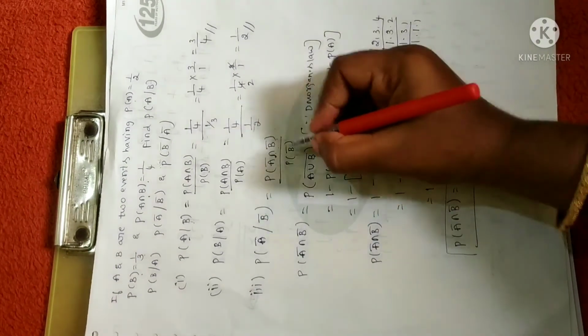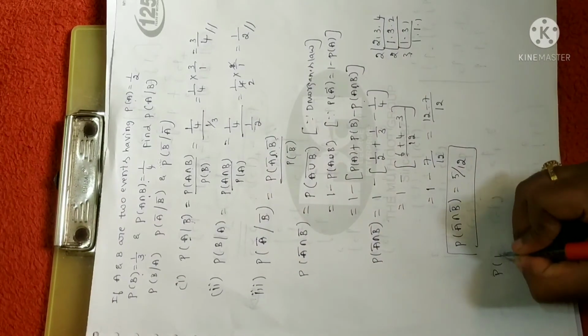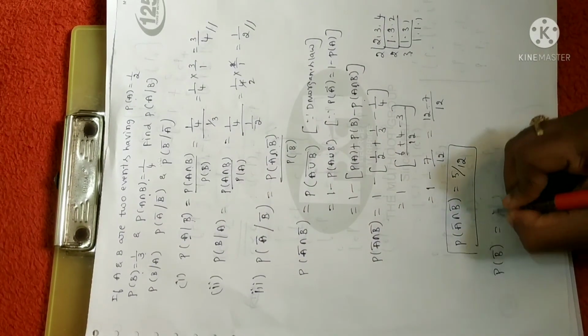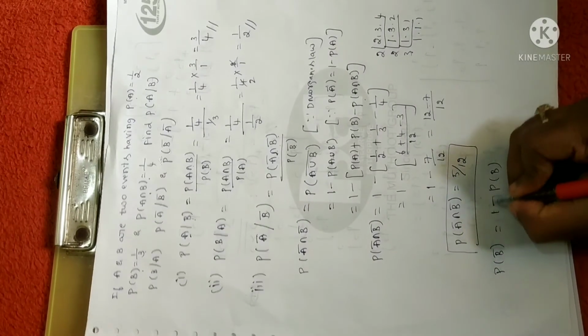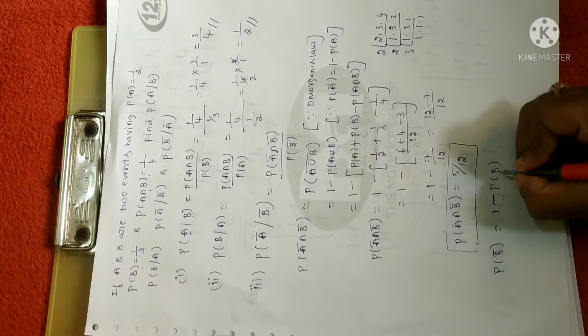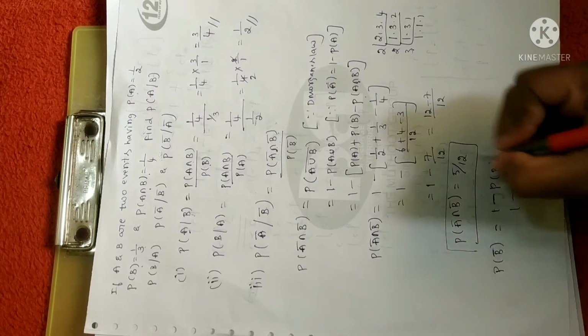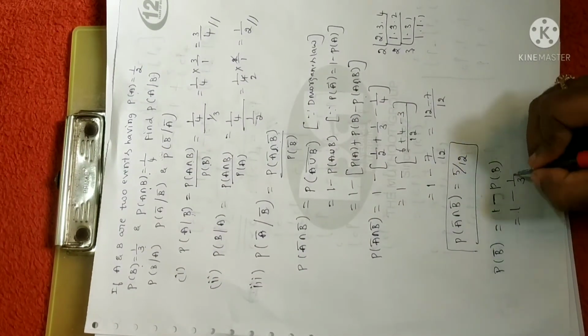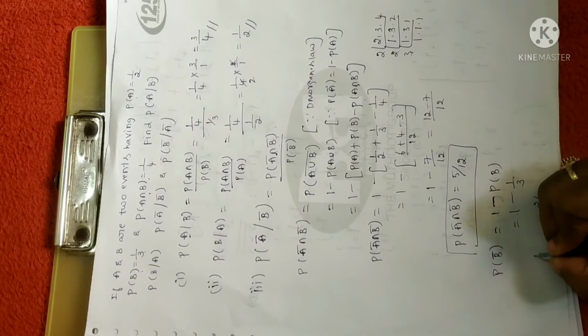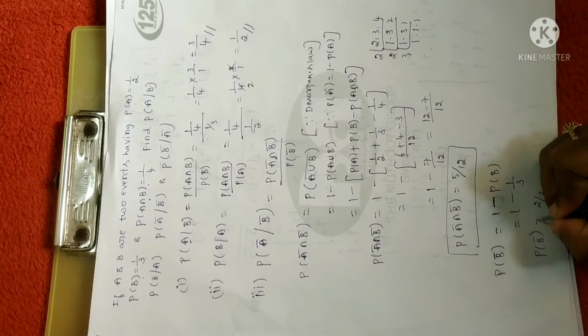But what we need still is P of B bar, right? So we can use the complementation formula. Probability of B bar is equal to 1 minus P of B. P of B is given, it is 1 by 3. So let me simplify. You will get 3 minus 1 is 2 by 3. Therefore probability of B bar is 2 by 3.